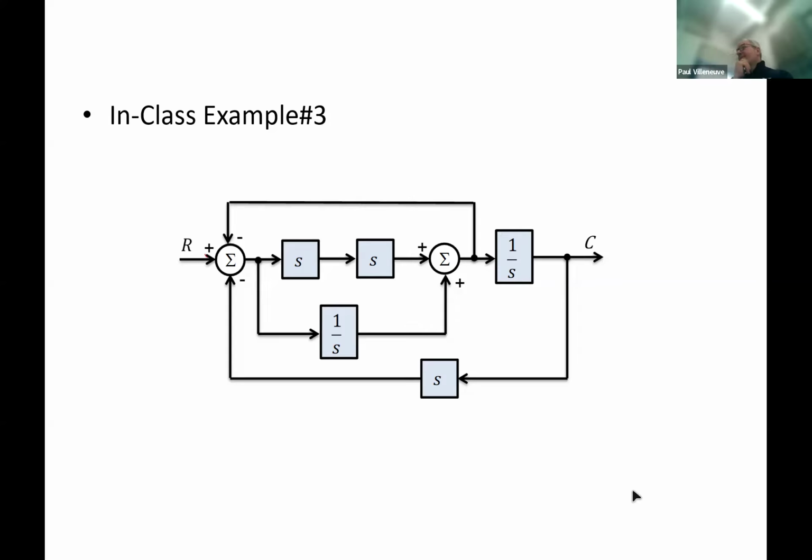Yes, sir. Go to the transfer function, which transfers the input to the output. C equals R times the transfer function. It transfers the input to the output. So that multiplied by your input gives you C. So the transfer function is equal to C over R, right?